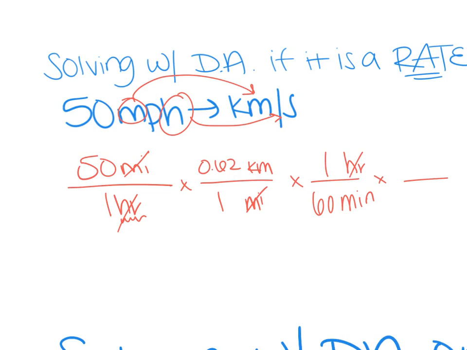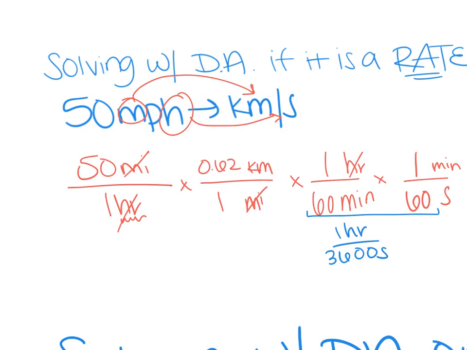I don't want it in kilometers per minute. I want it in kilometers per second. So 1 minute is 60 seconds. Okay. A lot of you guys are going to get pretty good and say, hey, in 1 hour, 6 times 6 is add 2 zeros. So most people are going to do that. So they're going to jump one of those steps, which is totally fine.